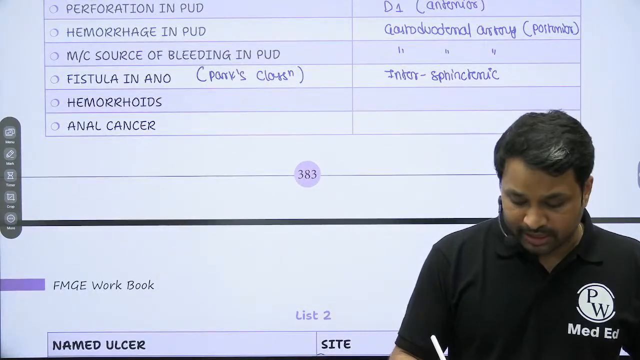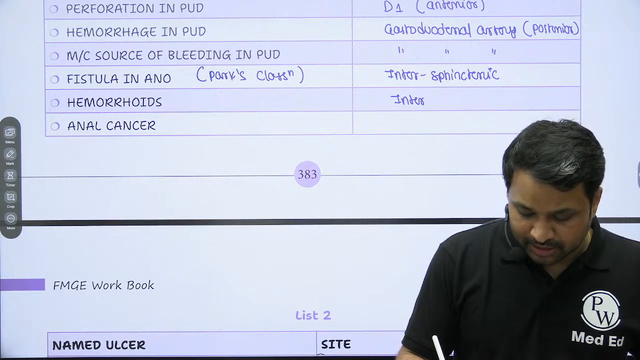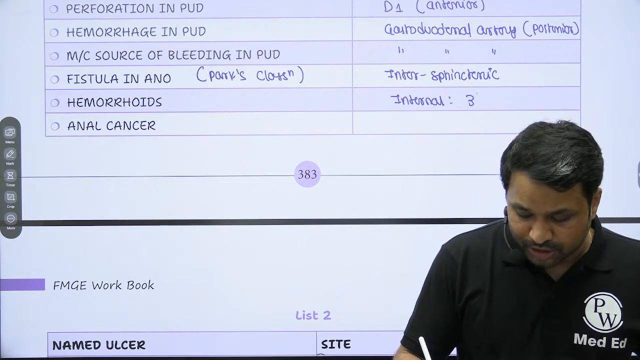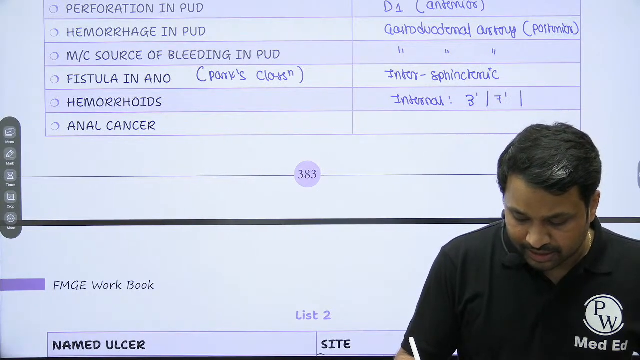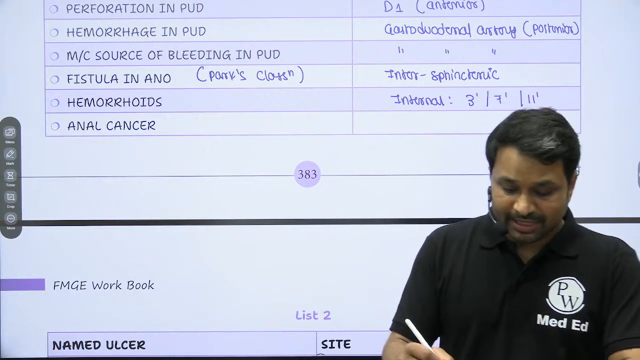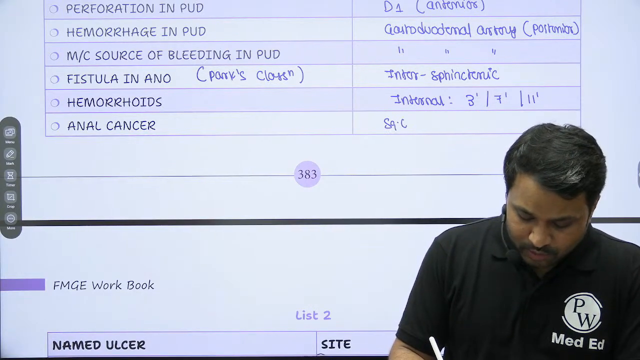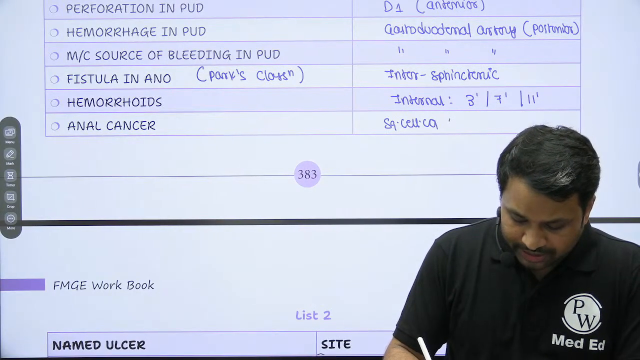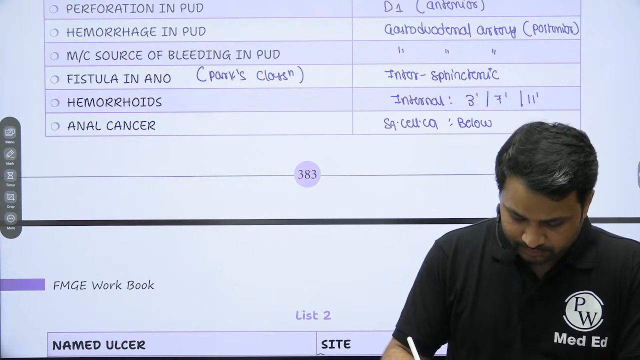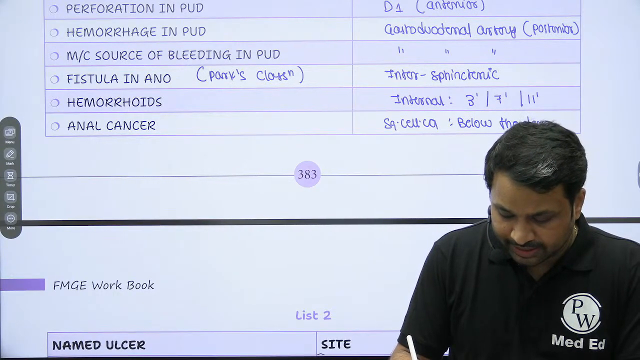Hemorrhoids, most common, it is going to be your internal hemorrhoids. Internal में position याद रखना: 3, 7 and 11 o'clock position. Anal cancer, most common type is going to be the squamous cell cancer, which is seen below the dentate line. It is below the dentate line.